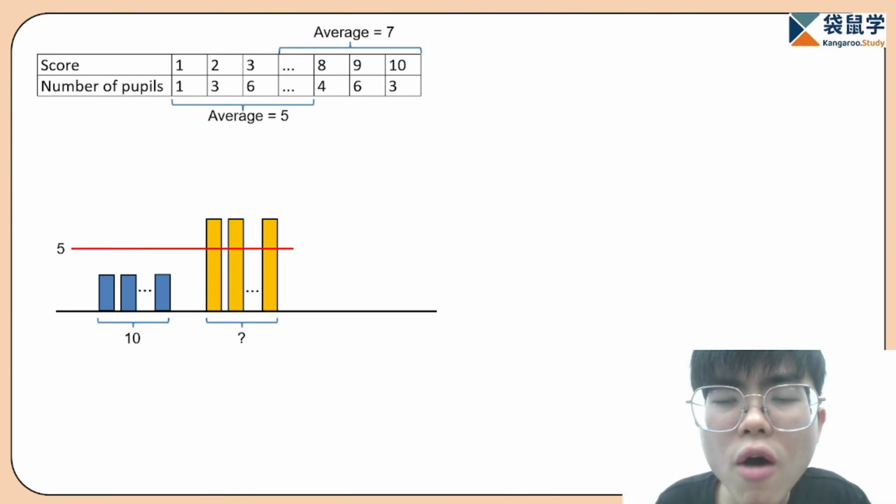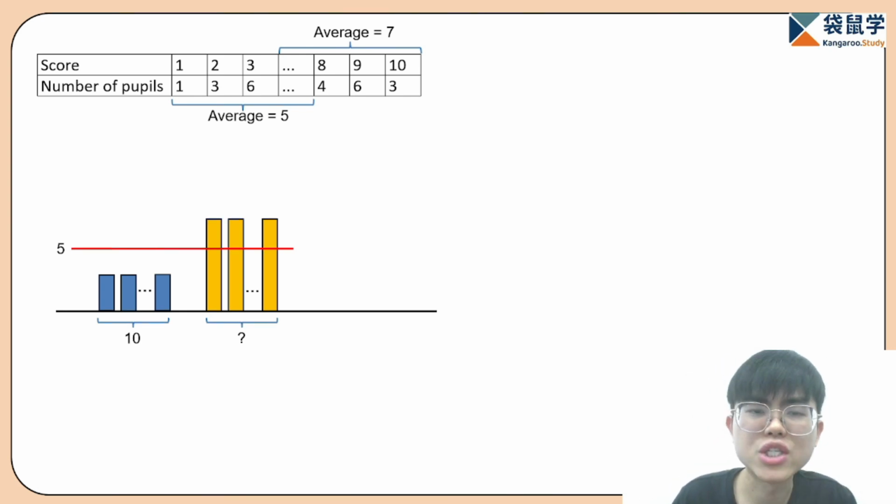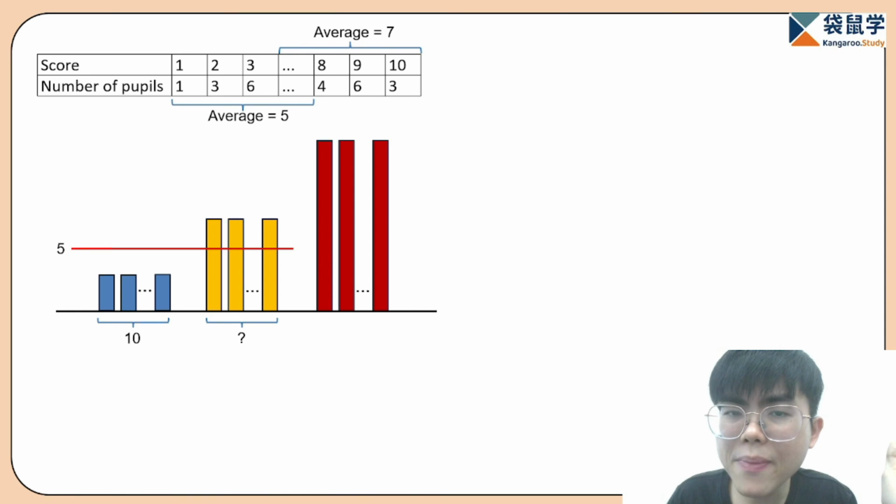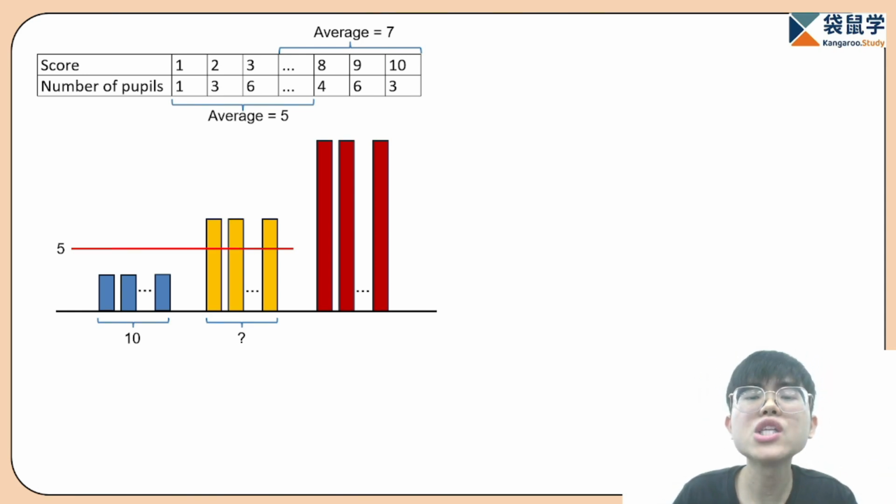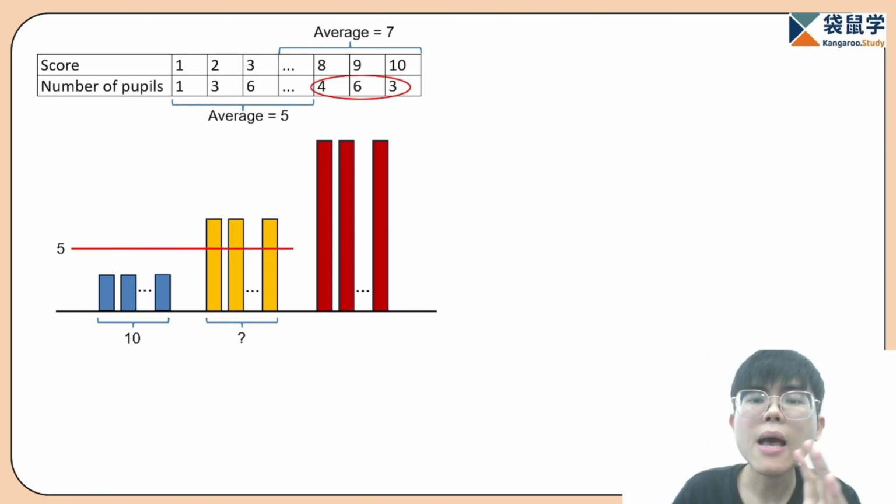Then we have the scores from 8 to 10. Let's draw the bar. How many people are there? We can just use 4 plus 6 plus 3.